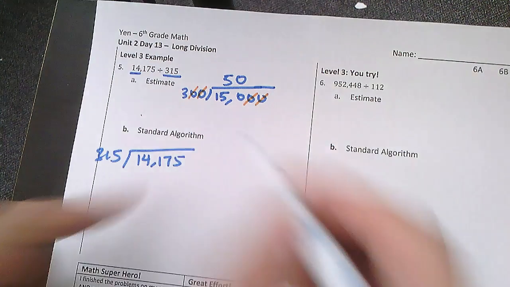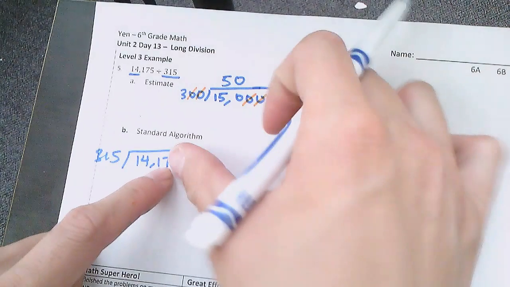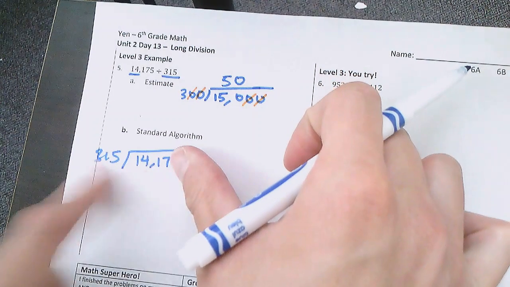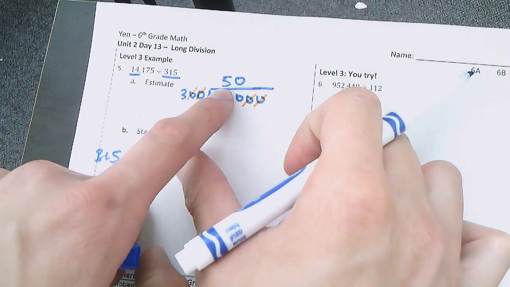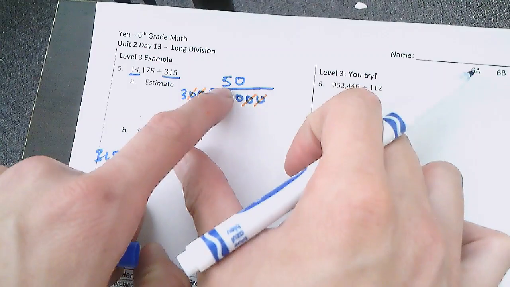So again, what I just said there was, if you're not sure what number to start with when you're trying to divide this big number by this big number, go back to your estimate and maybe try that number first, right?